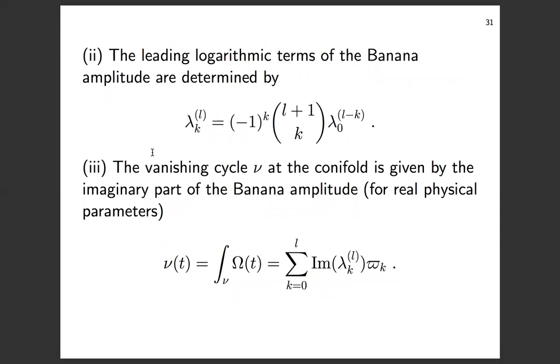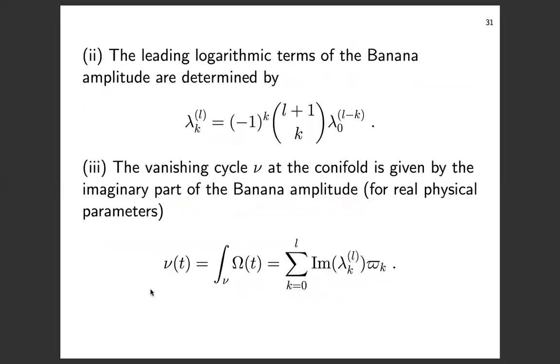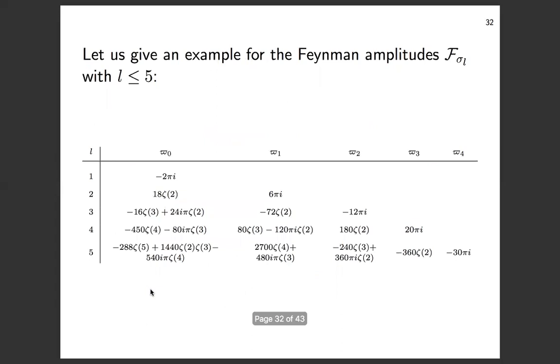And then, as I said, the vanishing cycle at the conifold is given just by the imaginary part of this coefficient lambda L. This comes from the fact that there is an imaginary shift, and as I said, that gives basically, by the optical theorem, the total cross section of the Feynman graph. So it's quite physical. And here now, let's look at an example of how these coefficients look. You are interested in how the holomorphic solution admixes to your Feynman graph, and you expand this.